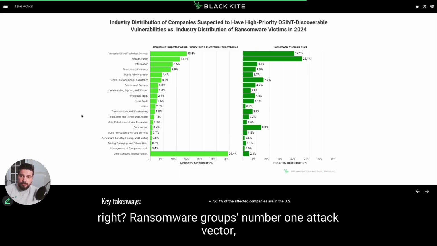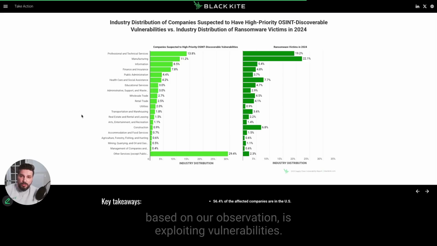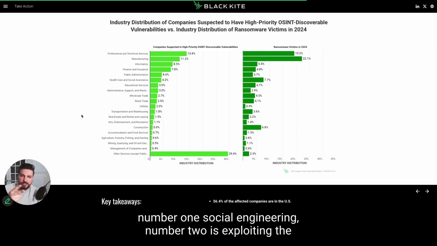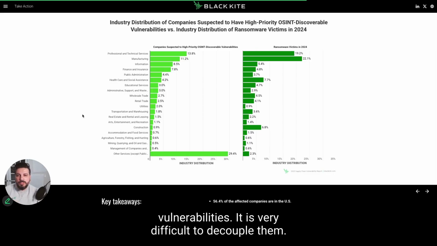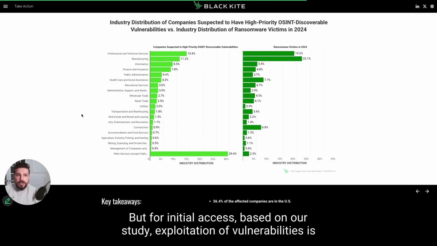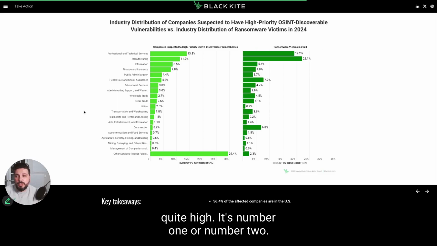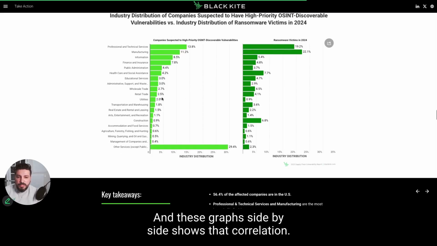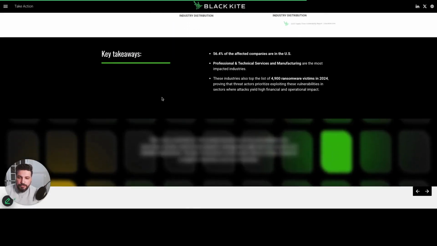Ransomware groups' number one attack vector, based on our observation, is exploiting the vulnerabilities. Number two is social engineering. In other reports, you can see the switch: number one is social engineering, number two is exploiting the vulnerabilities. It is very difficult to decouple them. Usually, these ransomware groups use them together. But for initial access, based on our study, exploitation of vulnerabilities is quite high. It's number one or number two. And these graphs side by side show that correlation.